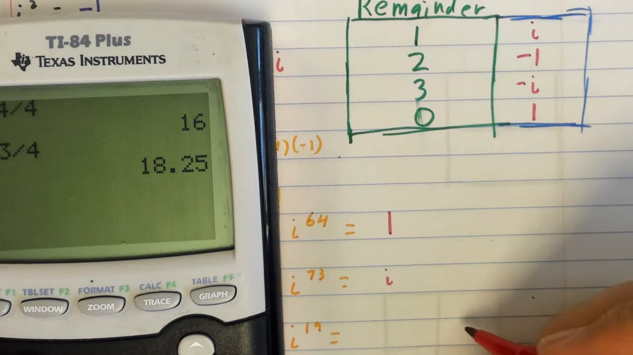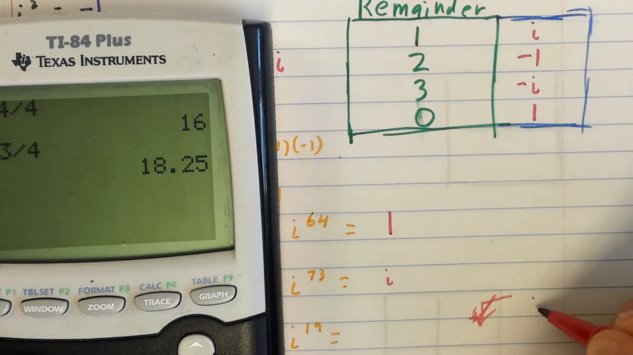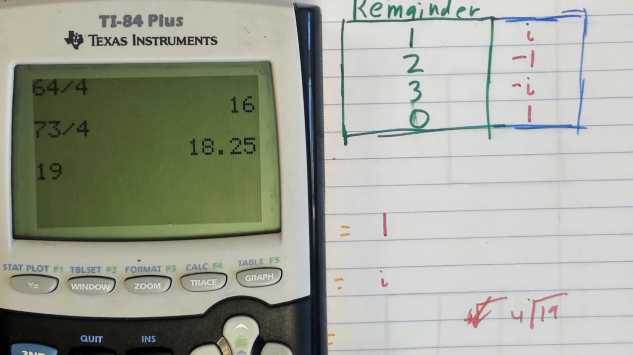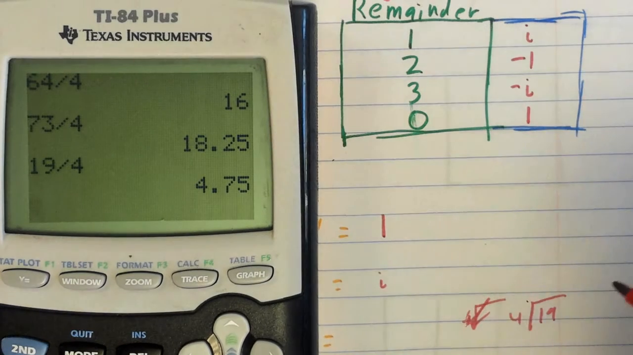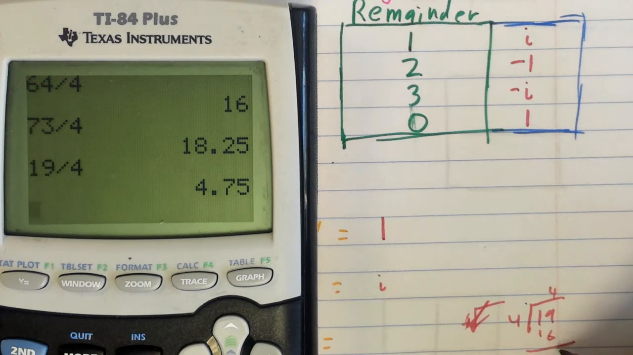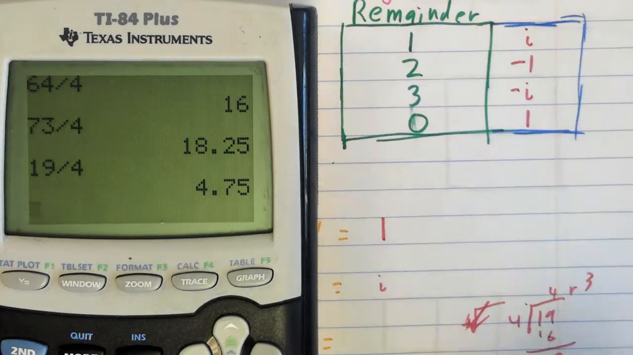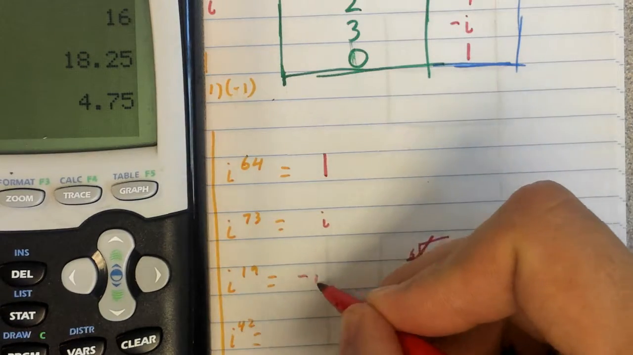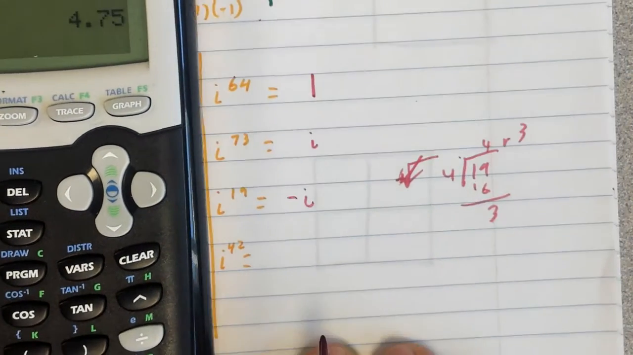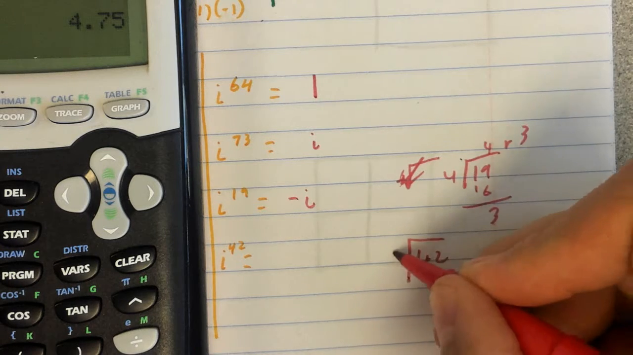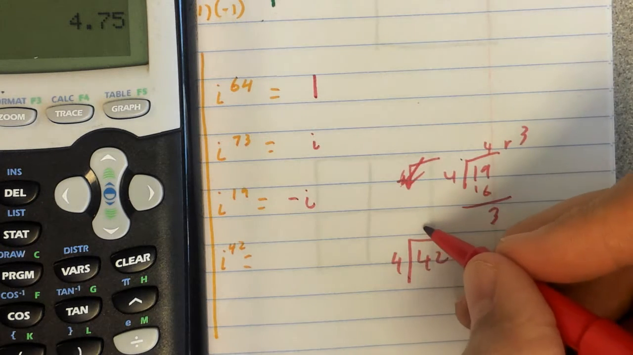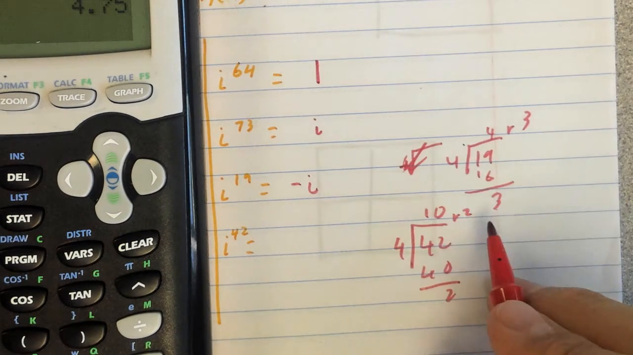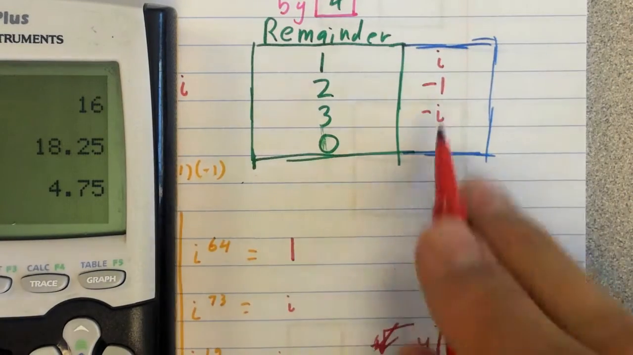19. If I divide 19 by 4, and I can do that in the calculator, 19 divided by 4, I get 4.75. 4 times 4 is 16, 19 minus 16 is 3. So 4, remainder 3. My remainder is 3. This is -I. 42. 42 divided by 4 is going to go in there 10 times, remainder 2. Remainder 2, come back up here. That's -1.